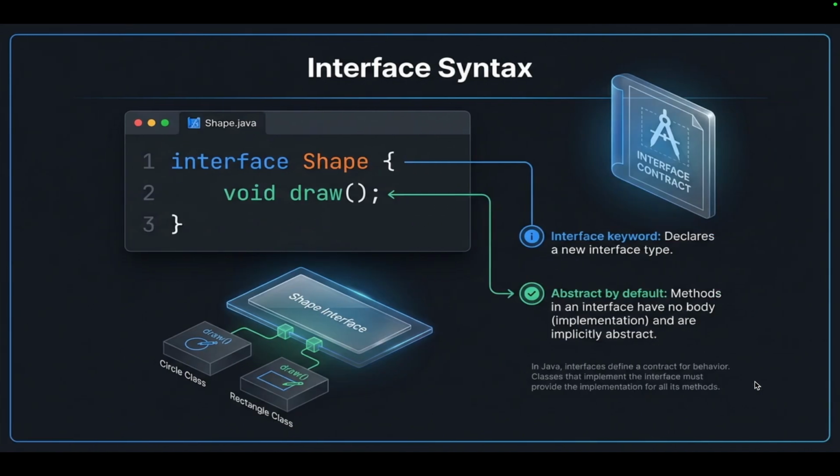Interface syntax. Here is the syntax of an interface. We declare an interface using the interface keyword. All methods inside an interface are public and abstract by default.